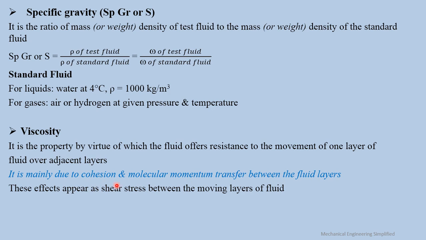What is cohesion? Cohesion is the force of attraction between substances of two similar kinds. And what is molecular momentum transfer? When the fluid molecules from one layer go to another layer, there is a change in their momentum, and that is the molecular momentum transfer. And due to these two, that is cohesion and molecular momentum transfer, arises the property of viscosity.